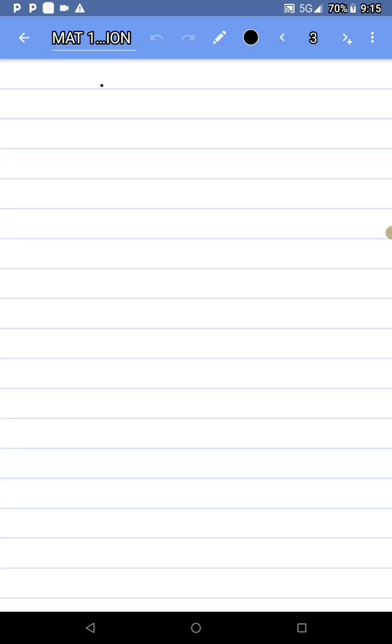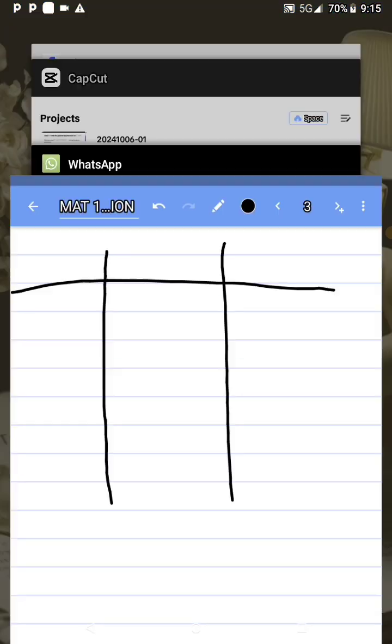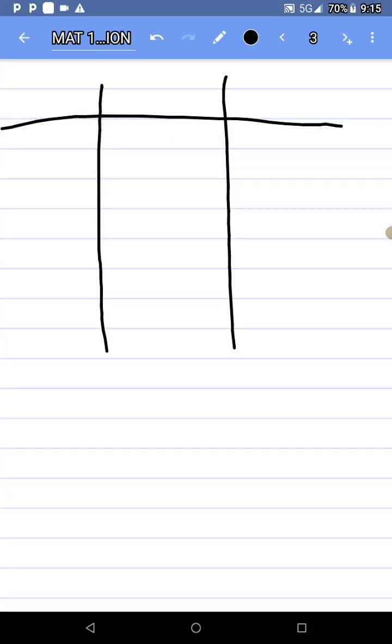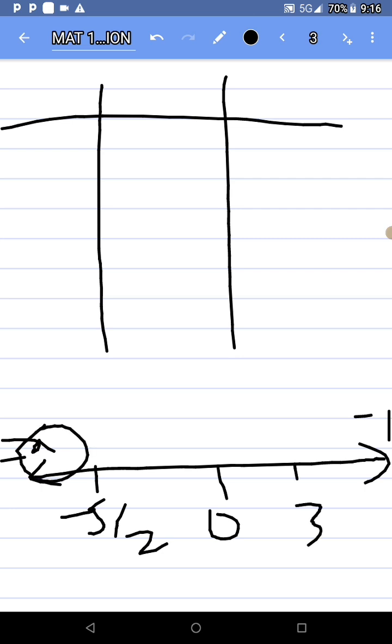Now, when you look at the inequality, what do we get? We get 3 and minus 5 over 2. So we have minus 5 over 2 going on the number line. On the number line, when you have 0, you have the negative and you have the positive. So minus 5 over 2 will be first, and then you have 3 on the right. So how many regions do we have? We have region 1, and we have the region in between this one.